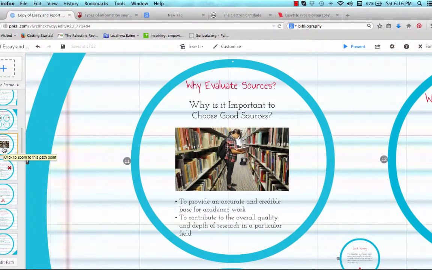So before we get started, why evaluate sources? Why is it important to choose good sources? Well, simply because you need to provide an accurate and credible base for academic work. And of course, the type of sources you use and the quality of the sources you use basically contributes to the overall quality and depth of your research in a particular field.